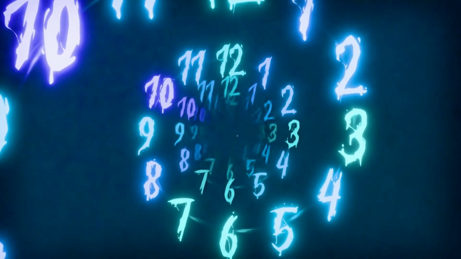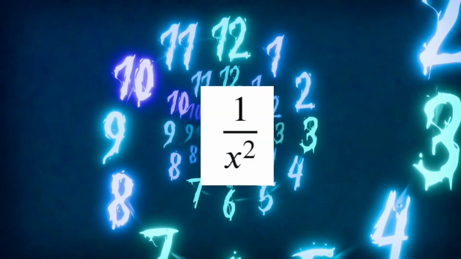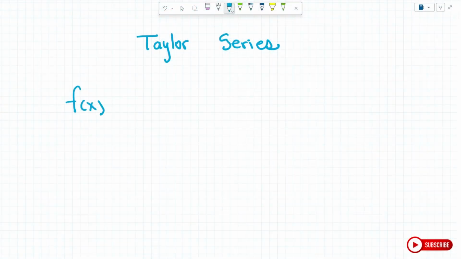Okay, so in this video in particular, we're going to be looking at finding the Taylor series for our function f of x equals 1 over x squared, specifically about our point x equals -1.